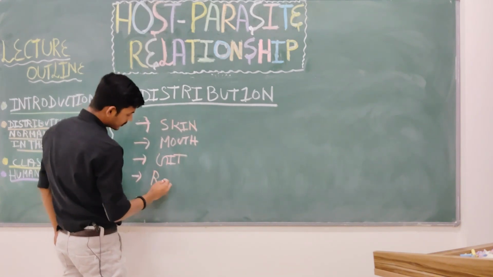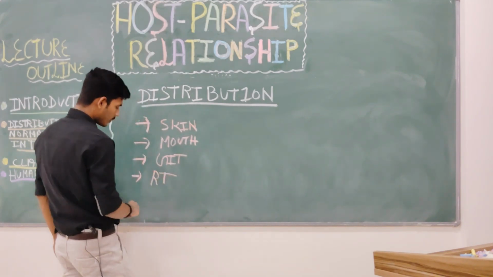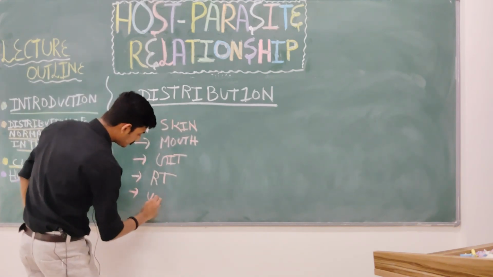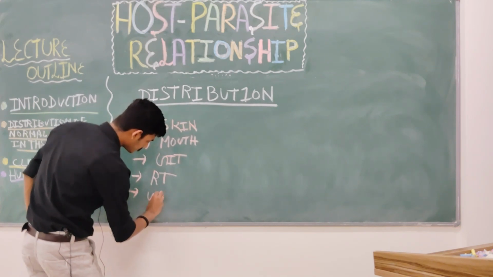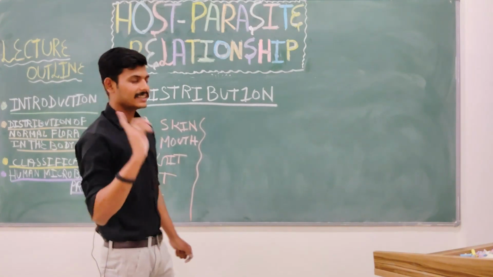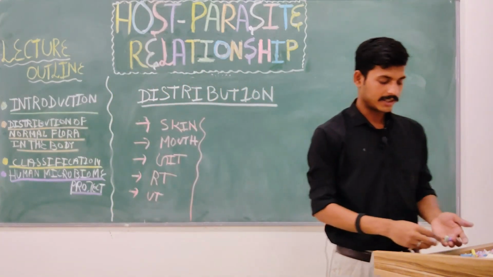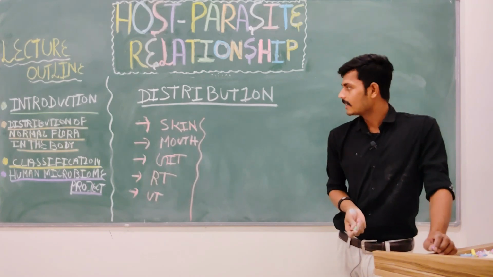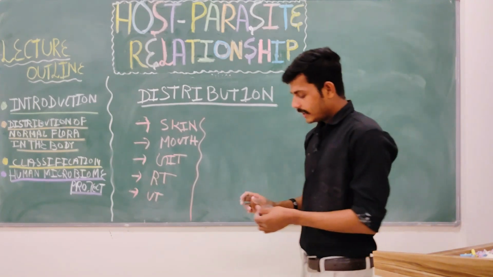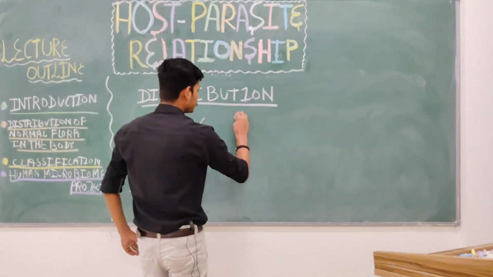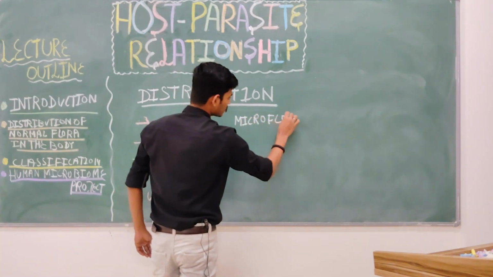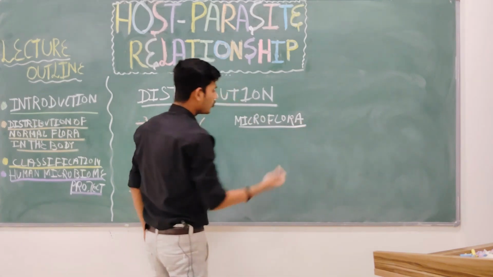then the reproductive tract, then the urinary tract. So these are some of the parts where the normal flora are living peacefully, no problem. Until now we haven't understood what kind of organism the word microflora refers to.